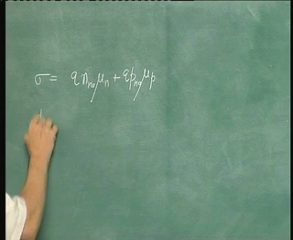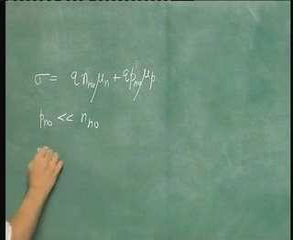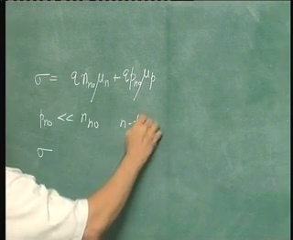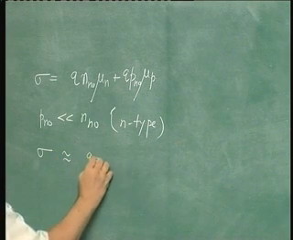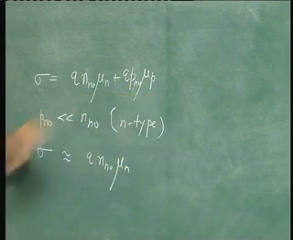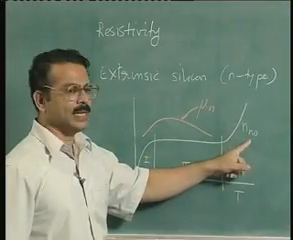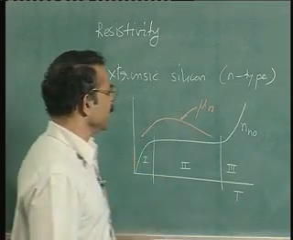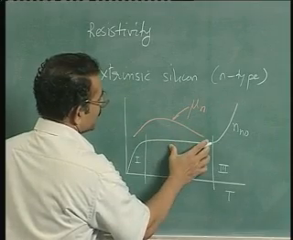Now Pn0 will be much less than Nn0 because these are minority carriers. So your sigma in n type semiconductor is approximately equal to q Nn0 into mu n. So we need not bother about this whole concentration and the whole mobility. All that we need to do is multiply these two curves using the mu n behavior and Nn0 behavior.